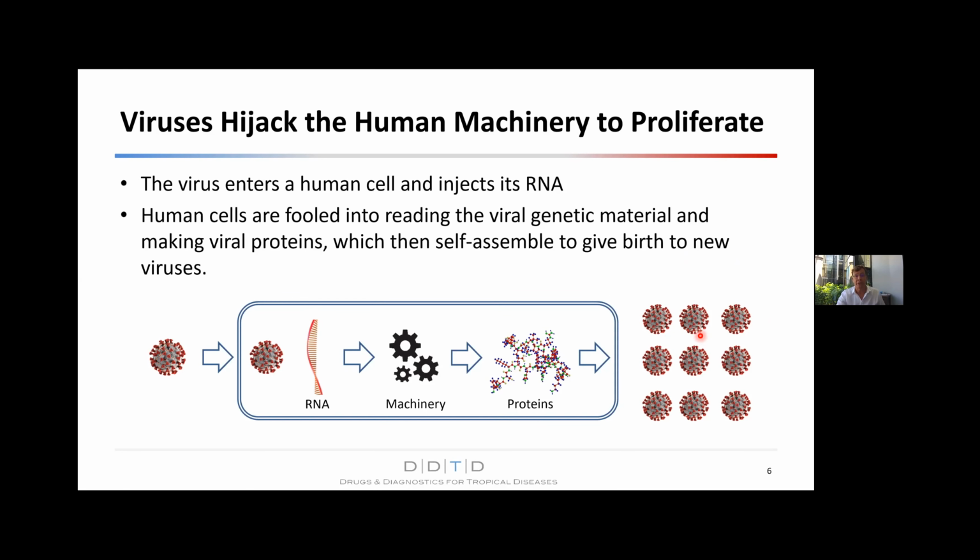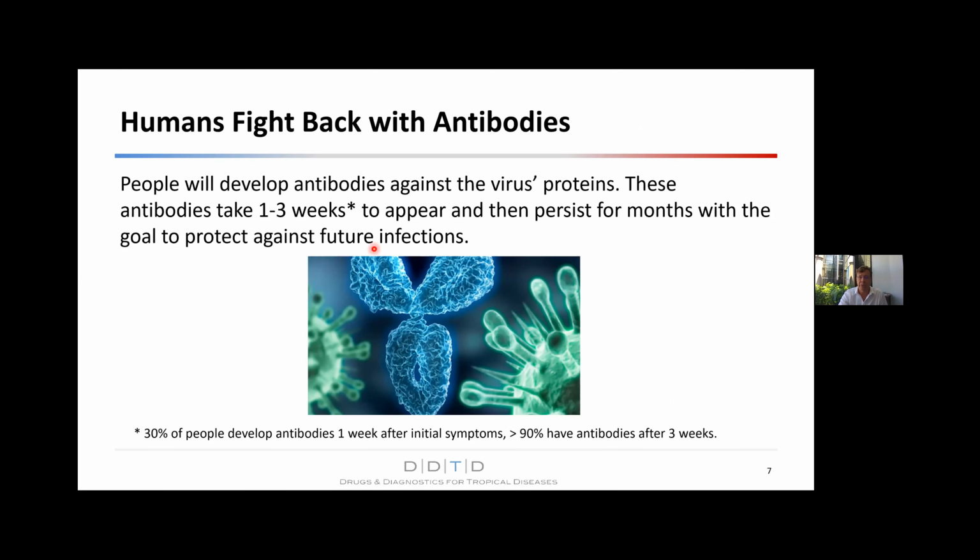So while the virus is doing that, in the meantime, humans are detecting that there's a foreign pathogen and they're fighting back with antibodies. So people will develop antibodies against the virus proteins, and these antibodies take 1 to 3 weeks to appear, and then they persist for months with the goal of protecting against future infections.